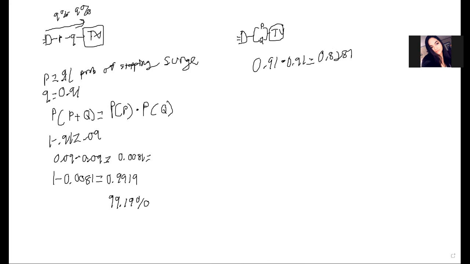So the probability that it works correctly is 82.81%. Since the series number is higher, the series configuration has worked better than the parallel. Does that make sense?